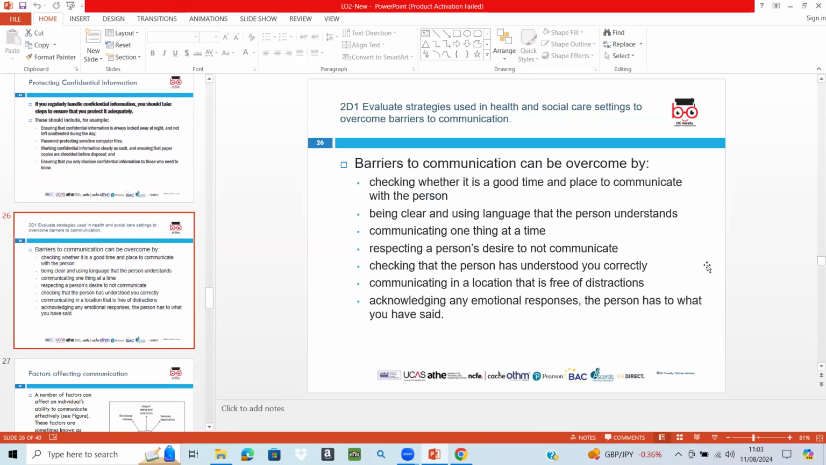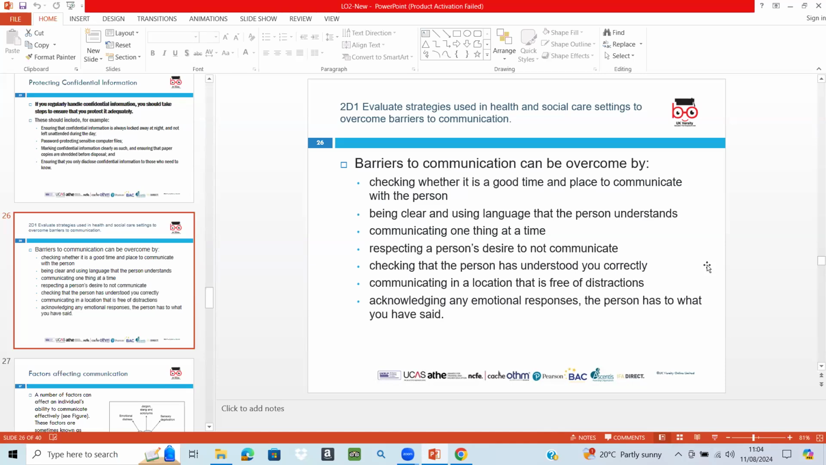Here we need to evaluate strategies used in health and social care settings to overcome barriers to communication. Overcoming communication barriers is essential for effective care. So we have a few bullet points to discuss. We need to check whether it's a good time and place to communicate. Timing and environment are crucial for effective communication. For example, discussing a sensitive health issue in a noisy, busy environment might not be effective.